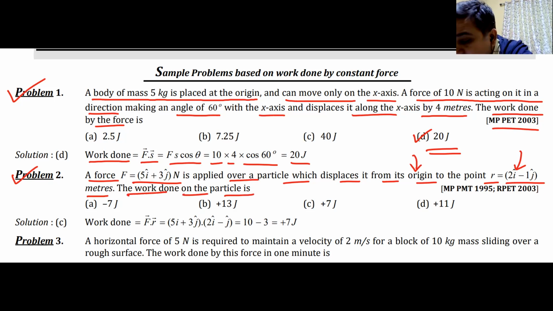So force is given in vector form. You have to find the work done by this force. The baton passes on to you. What is the answer for this one?